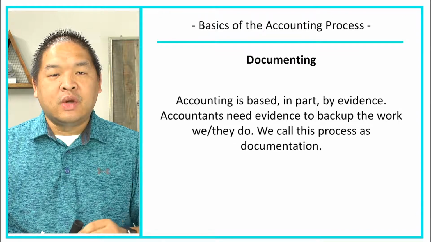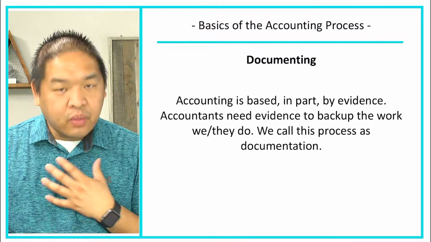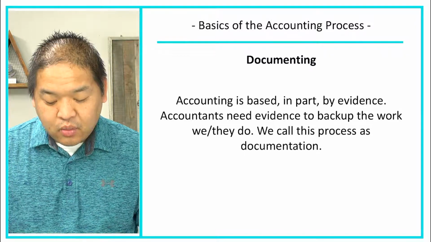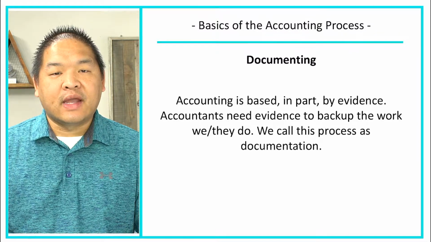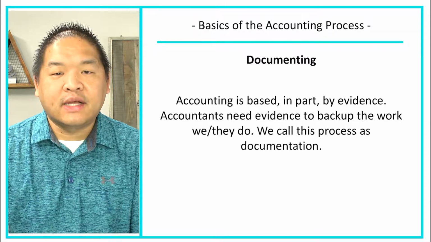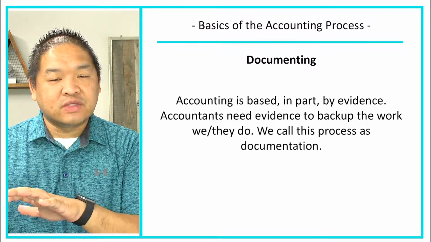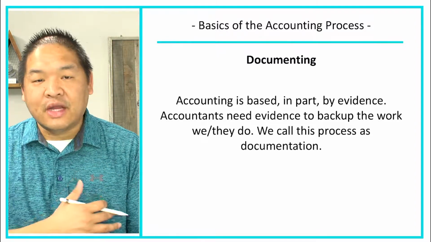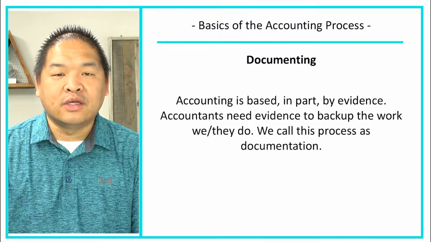So let's start here with talking about documentation. Now, accounting is based in part on what we would call evidence. And so accountants need evidence to back up the work they do. We call this process documentation. Before we actually book anything into the accounting cycle, we have to have some type of evidence. That evidence helps us ensure that if someone else was to take their seat at that accounting desk, they could recreate all the work that the other accountant did based on the documentation, based on the evidence that the other accountant received.